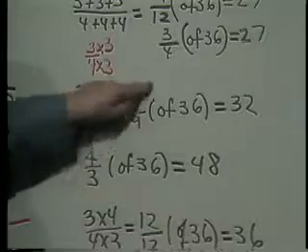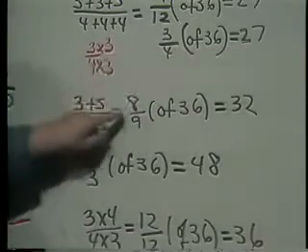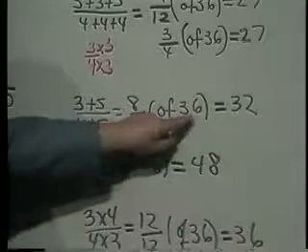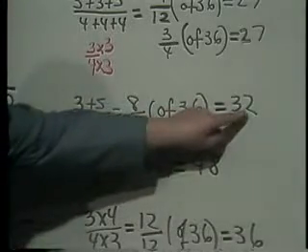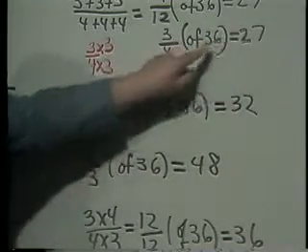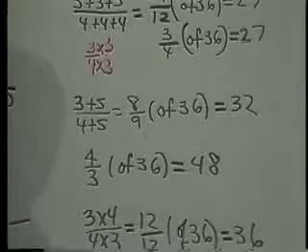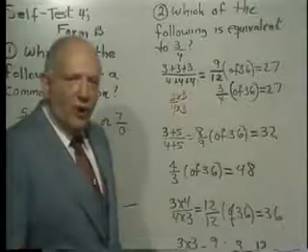Well, we just saw that 3/4 of 36 is 27. What's 8/9 of 36? 36 divided by 9 is 4. 4 times 8 is 32. 32 out of 36 is not the same rate as 27 out of 36. So 3 plus 5 over 4 plus 5 is not the same as 3/4.